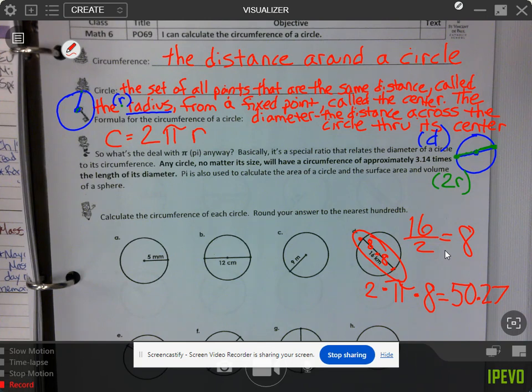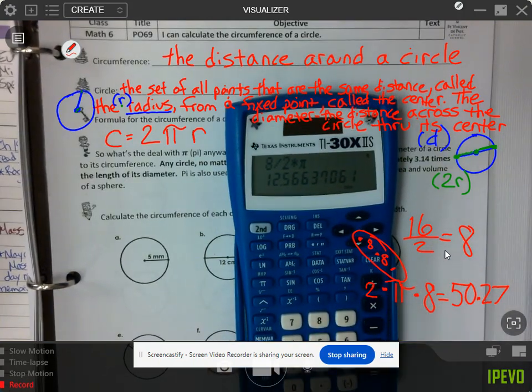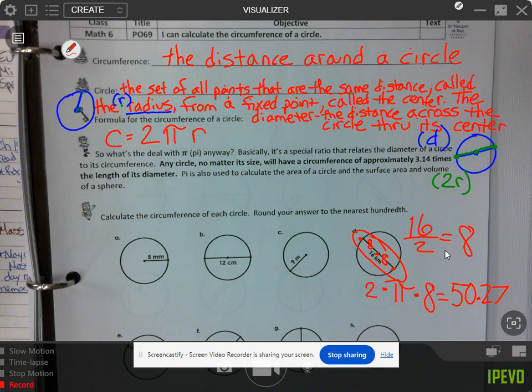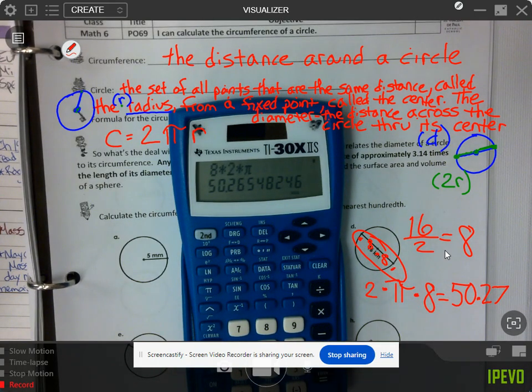If we do 8 divided by 2 times the pi button on your calculator, because it has all the decimals listed, we get, very careful, look at that. Oh, I divided it by 2. My bad. It's 8 times 2 times pi. Okay, so I have 50.26548246.